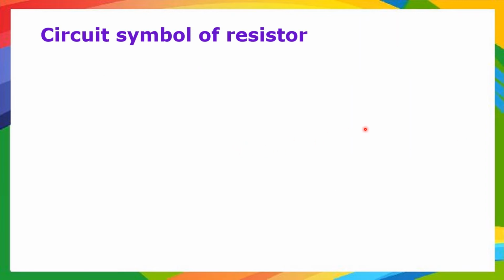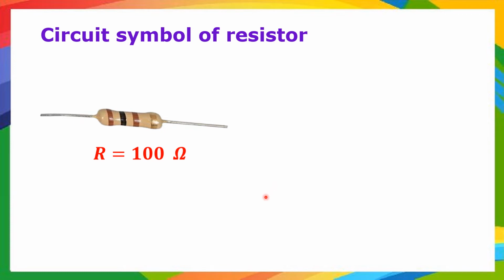And here is a circuit symbol of resistor. We have to use one symbol. So this is a resistor. Its resistance value is 100 ohms, say, and its symbol is like this. So this is the circuit symbol of resistor. In place of this, we have to use this symbol in the circuit, R equal to 100 ohms. It is like a speed breaker symbol.